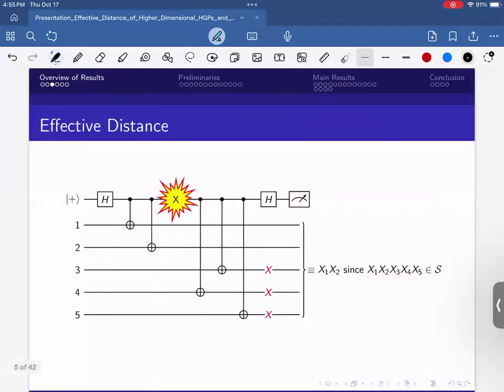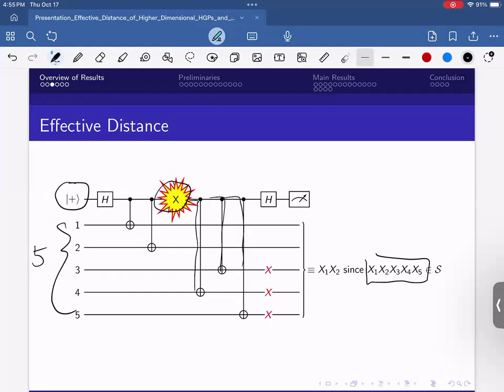Here's another picture to maybe explain what the hook error and effective distance are. In this very naive example, we have 1 ancilla qubit and 5 qubits over here. You can think of this as a stabilizer that's checking x1, x2, x3, x4, x5. When you have an error in the ancilla qubit, it propagates down these entangling gates, giving rise to x3, x4, x5 as errors. So you see how 1 error now becomes 3 errors when we measure the syndromes.